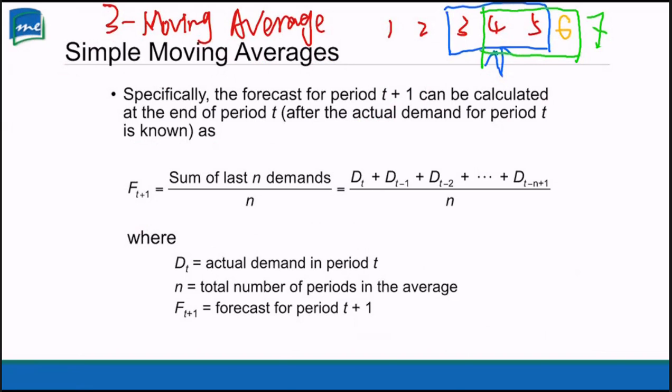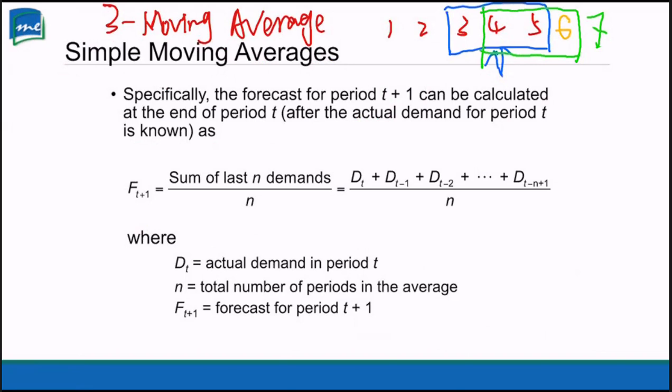So for simple moving average, one of the things you need to consider is the period. What kind of moving average would you like to use? 3 moving average, 4 moving average. The 3 or 4 here represents how many periods you should have at least if you want to make a forecast for the next period. So this is a general way we compute the simple moving average.